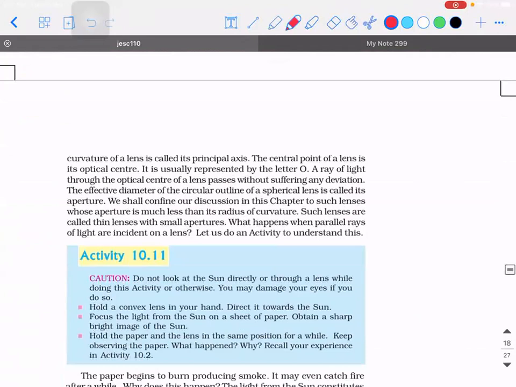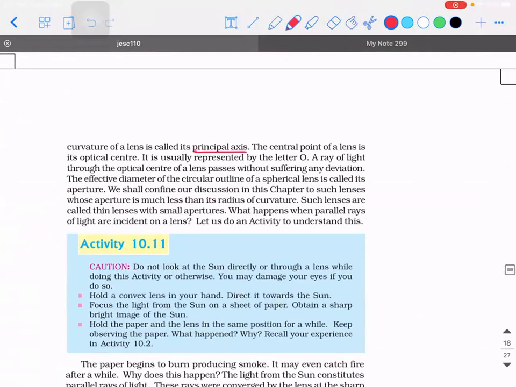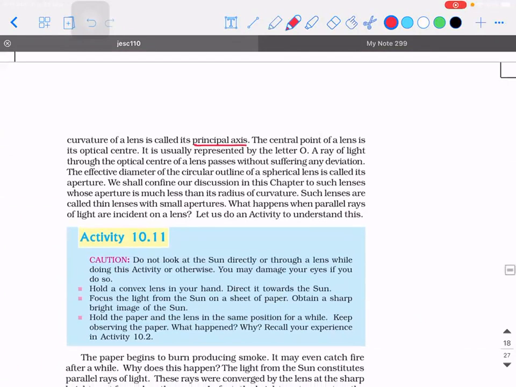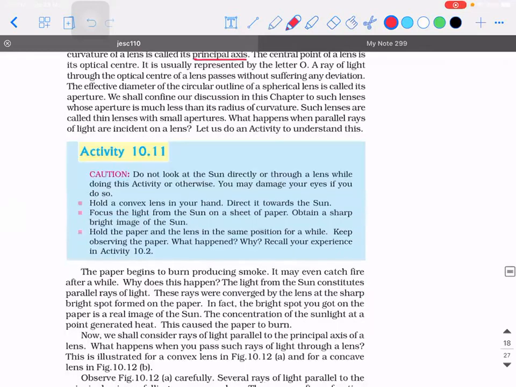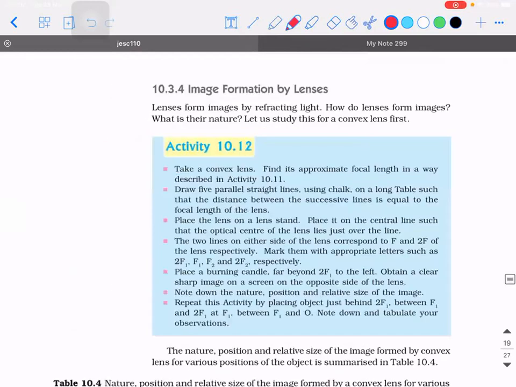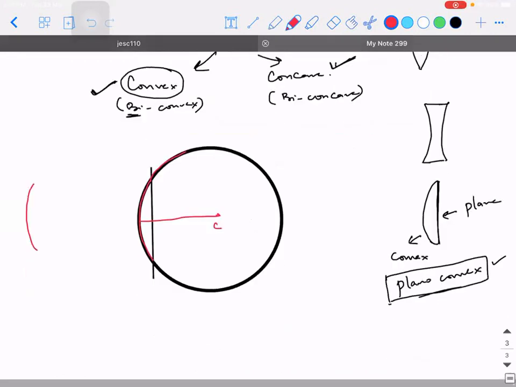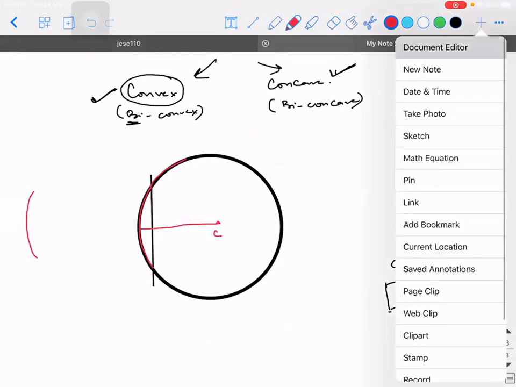Obviously everybody knows what the principal axis is. It is an imaginary line that passes through the two centers of curvature. That is what we call the principal axis. Next, how do you trace the location of images formed by lenses? What are the rules to be followed to complete the ray diagram for locating the image?